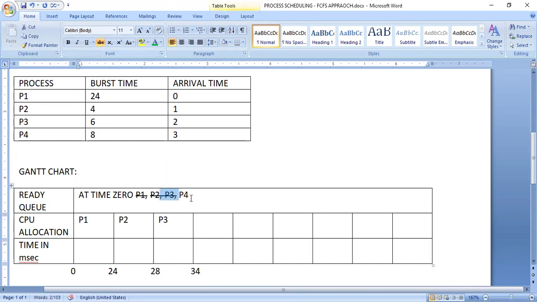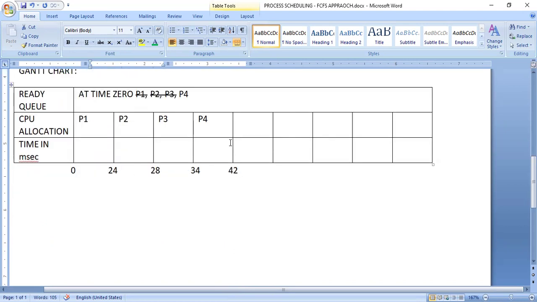So P3 will be terminated, and the last process in the ready queue, that is P4, requires 8 milliseconds to execute. It will be given the opportunity to execute. Now 34 plus 8 will become 40. You can also verify whether the Gantt chart written is correct or not by verifying the last number in the Gantt chart and the sum of the burst times. Both should be equal. Then the Gantt chart, whatever is written, will be correct.